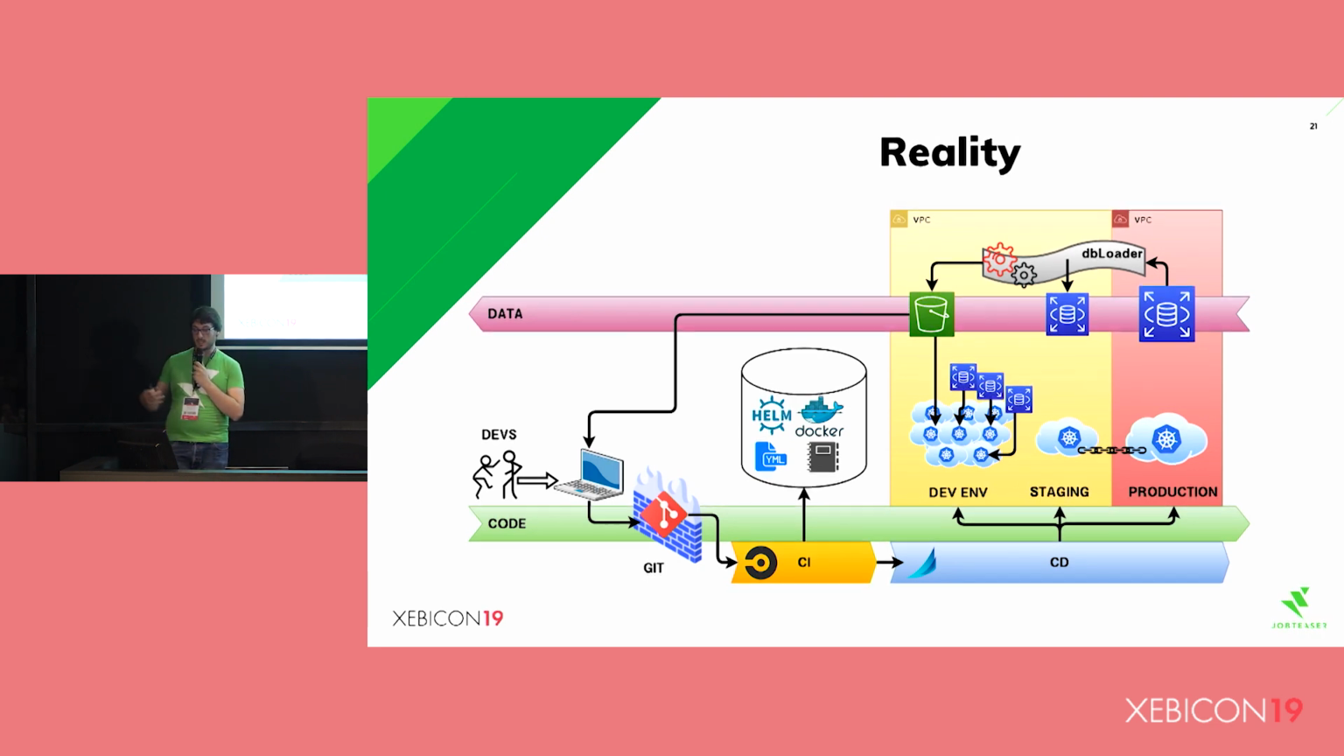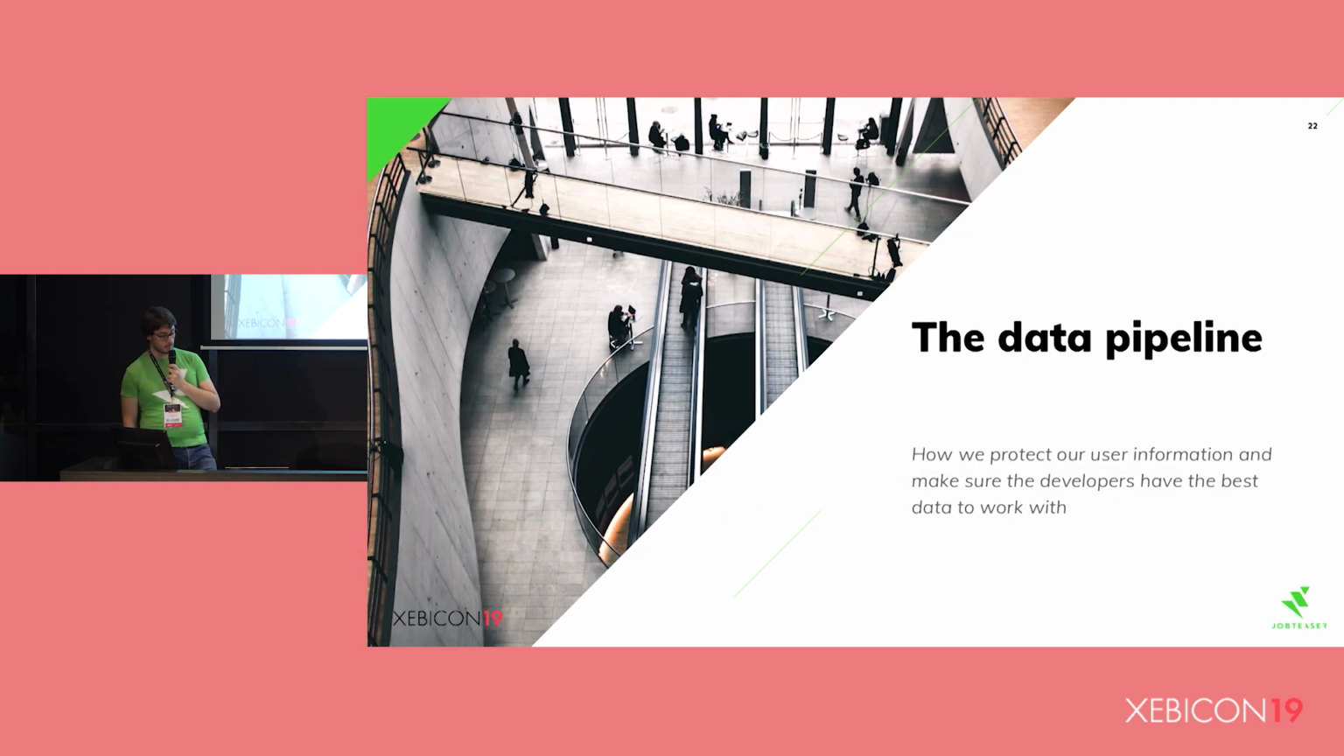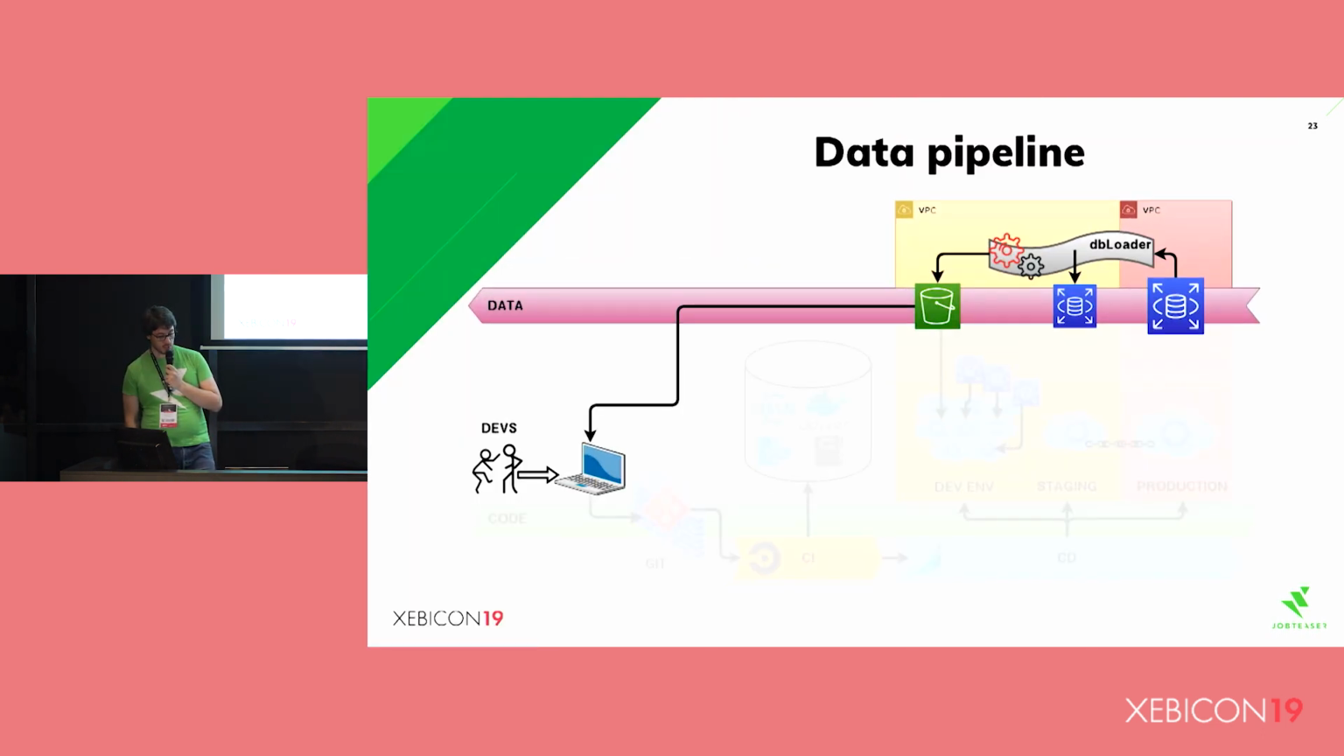And then for the data, we had to build our own pipeline to make sure that all the data was flowing properly from production to staging and then to the environments. So we will check the data pipeline first.